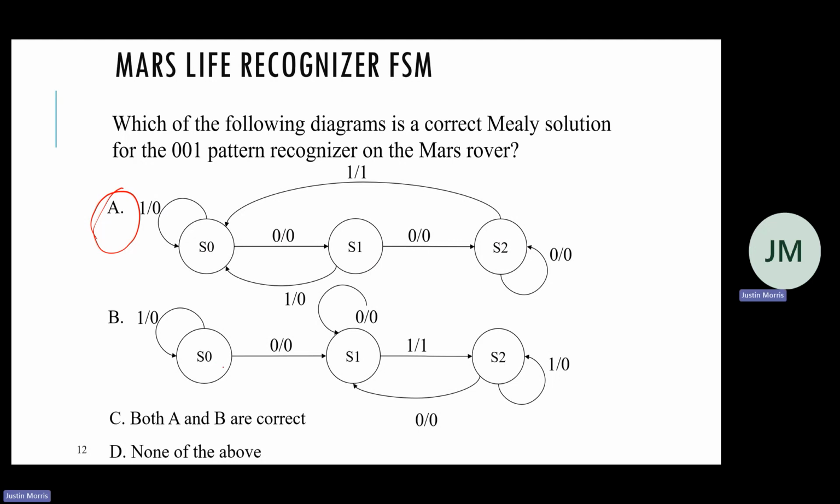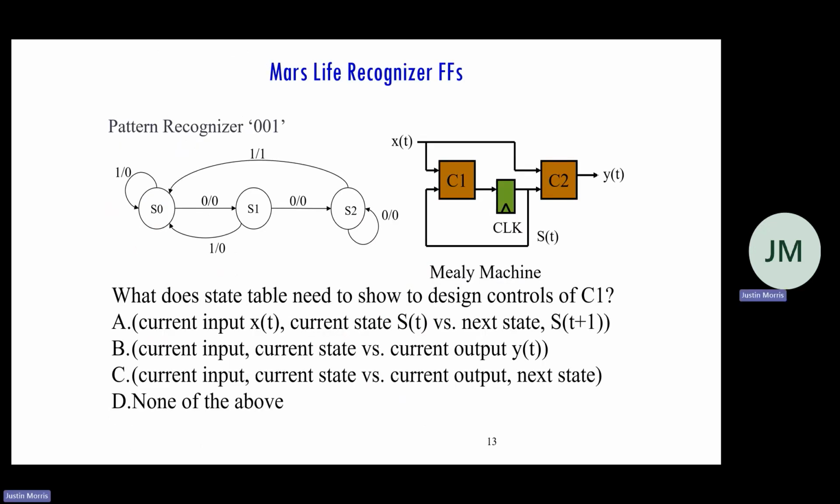So the second one, S0 is still 0 zeros, S1 is one 0, but then it's recognizing on 1, 0, 1. So it's not doing it correctly. That's why we don't like B. All right.